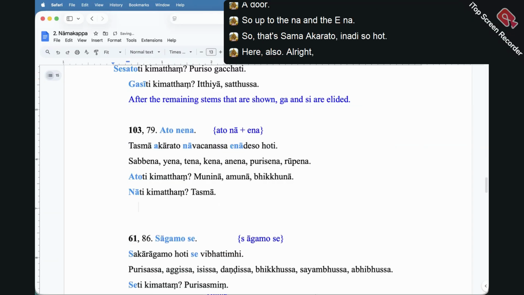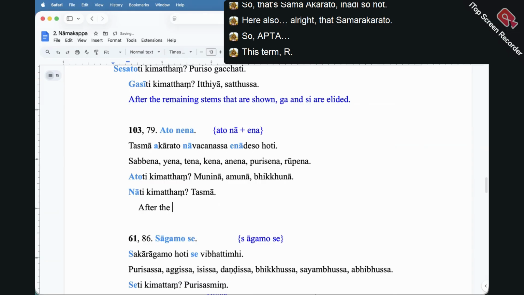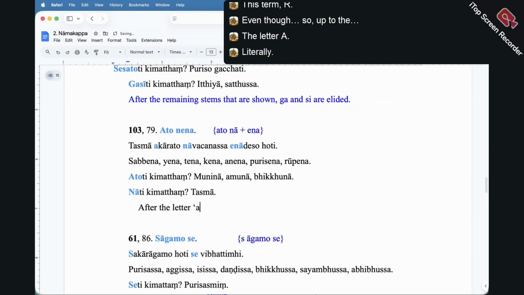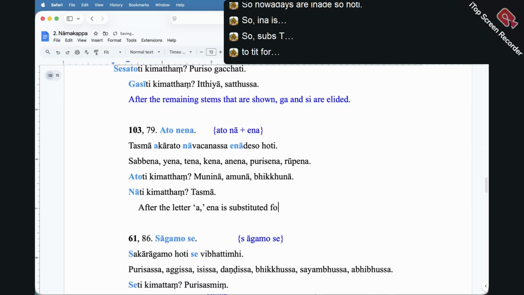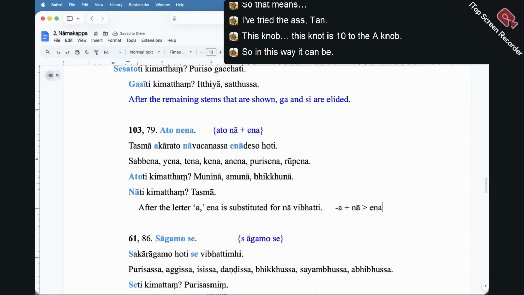Here also, that is a-karato. So after this term akara, literally after the letter 'a', the stem or linga ending in 'a'. So now: janasa ena de so hoti. So 'ena' is substituted for 'na'. Now 'na' is the vibhatti. So that means after the 'a' stem, this 'na' is changed to 'ena'. So in this way it can be understood.